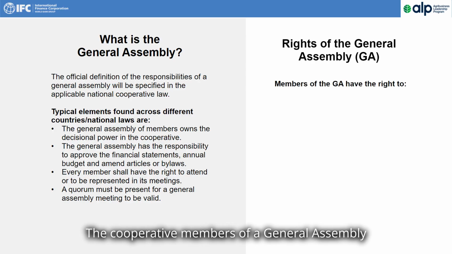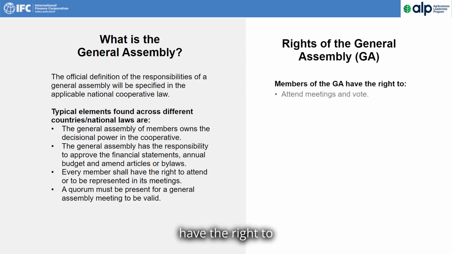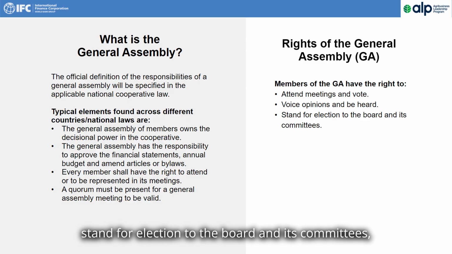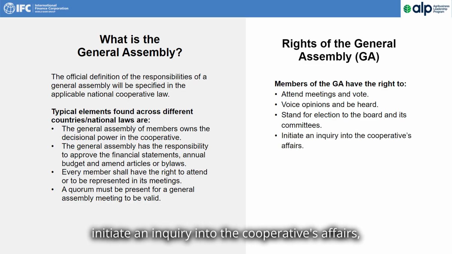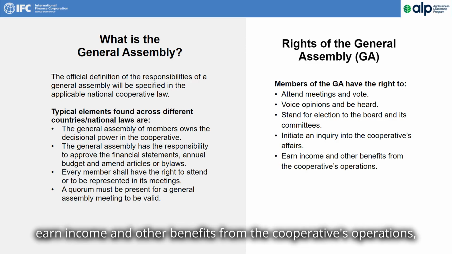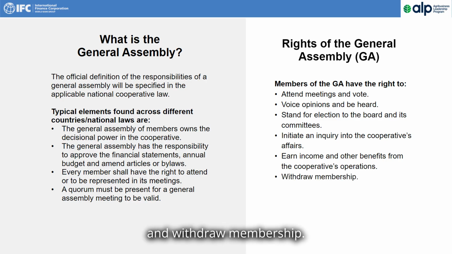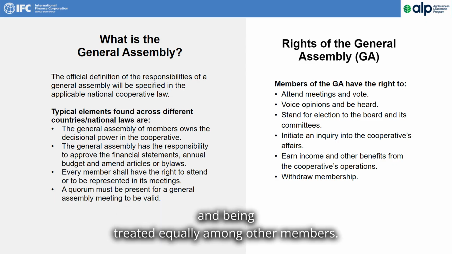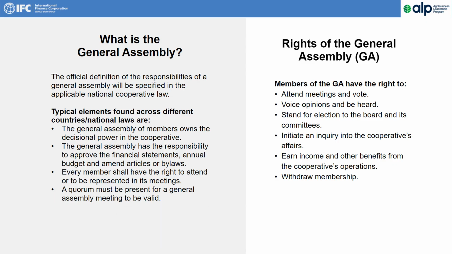The cooperative members of a General Assembly have the right to attend meetings and vote, voice opinions and be heard, stand for election to the board and its committees, initiate an inquiry into the cooperative's affairs, earn income and other benefits from the cooperative's operations, and withdraw membership. Other rights can include inspecting the cooperative's registration, incorporation, and other official documents, being consulted on key issues, expecting business practices to align with cooperative values and principles, and being treated equally among other members.